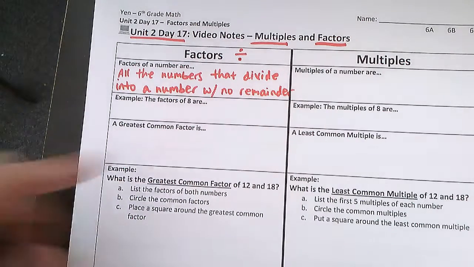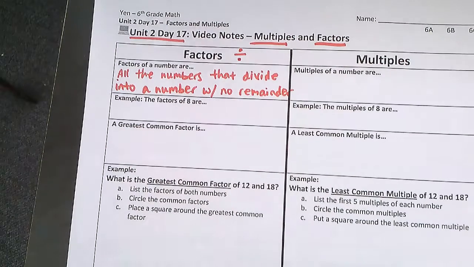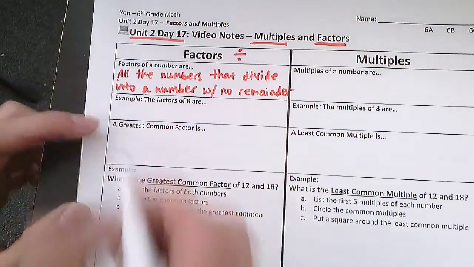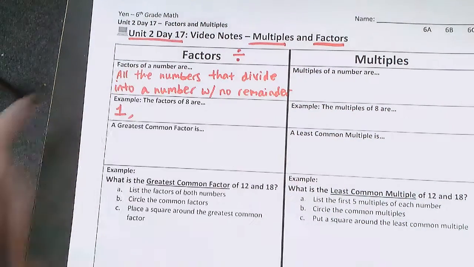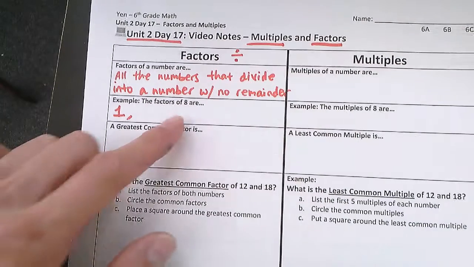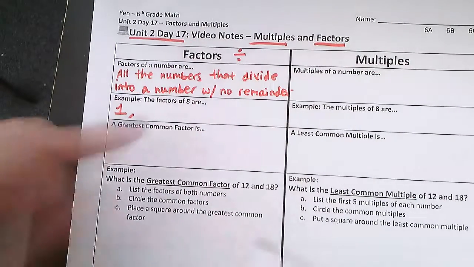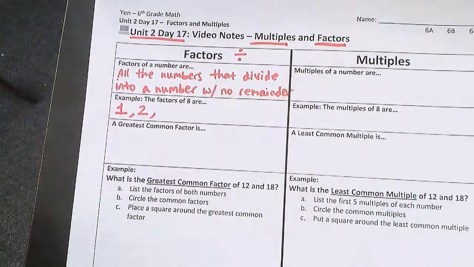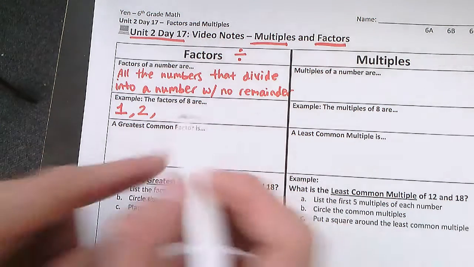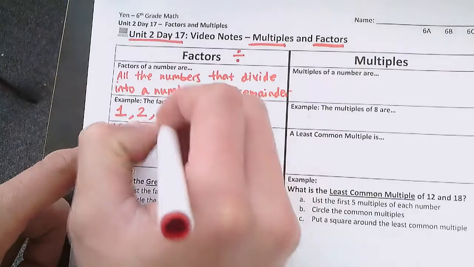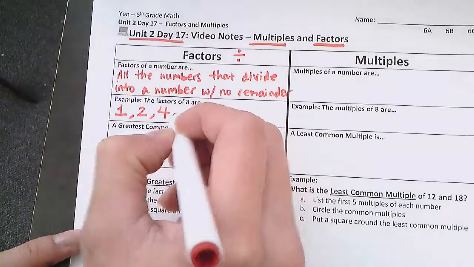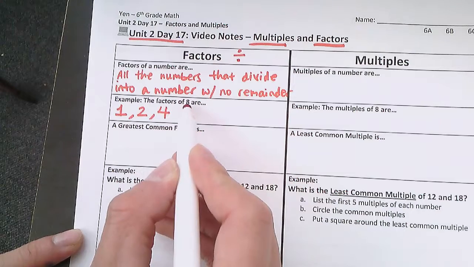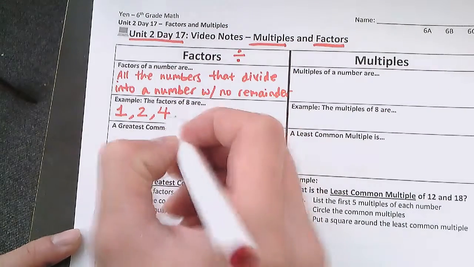So for example, the factors of 8 are, I think to myself, what numbers can I divide into 8 evenly, right, with no remainder? 1 is always going to be a factor of every number, because any number can be divided by 1. I can also divide 8 by 2, because 8 divided by 2 is 4. I can't divide 8 by 3. I know I can divide 8 by 4, because 8 divided by 4 is 2. So there's 4. I can't divide 8 by 5. I can't divide 8 by 6 or 7, but I can divide 8 by 8.